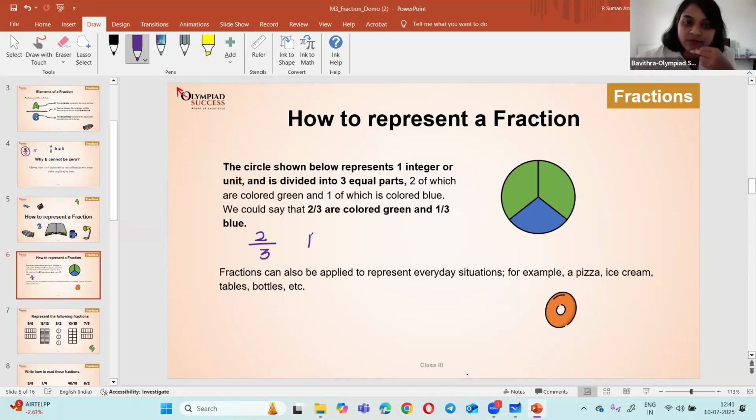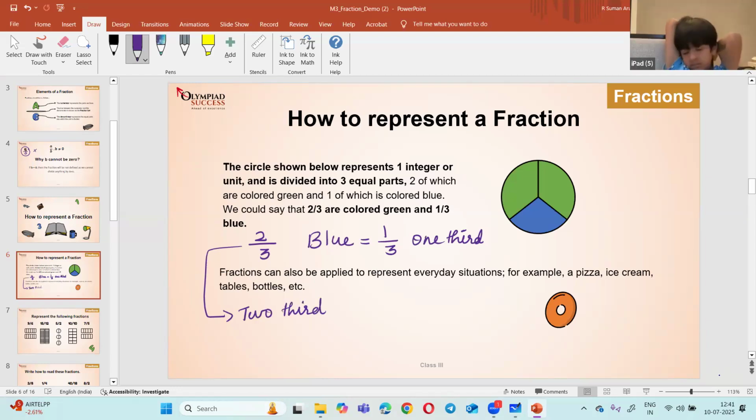Now, can you tell me the fraction of the blue parts in this image? 1/3, 1 upon 3. Great. So this is also called 1/3, and this 2 upon 3 is also called 2/3. Have you heard of these terms, 1/3, 2/3? Generally these kinds of fractions have a name like this. Now we have seen some easy types of fractions. Let us move ahead with a little difficult ones.